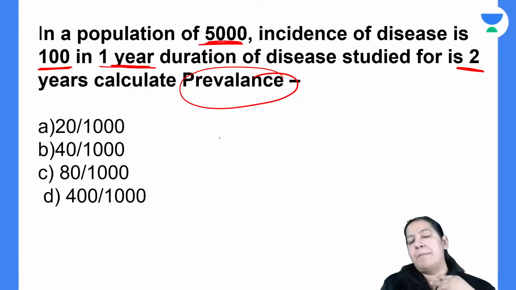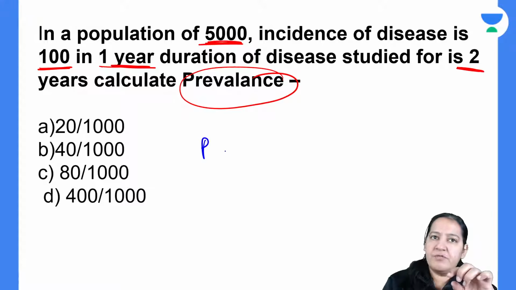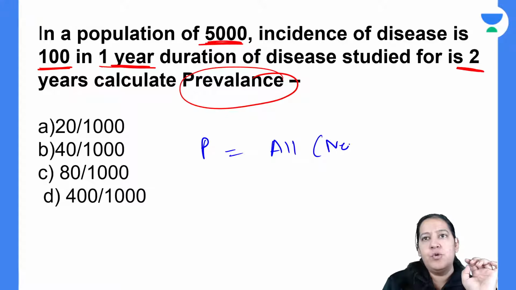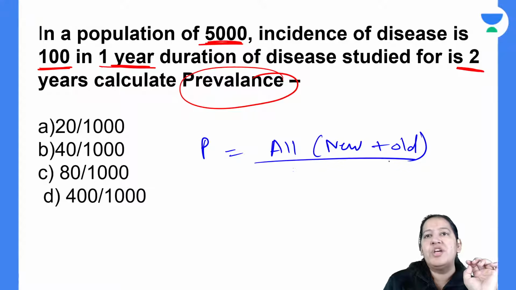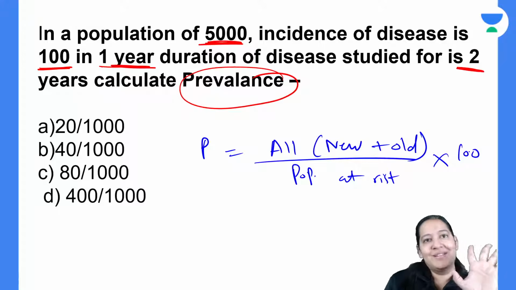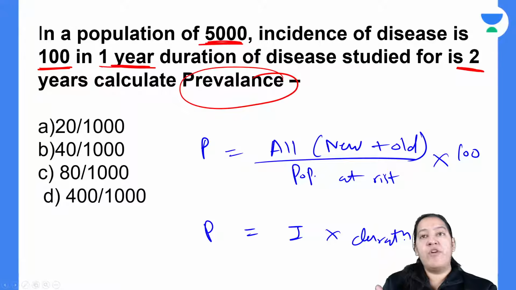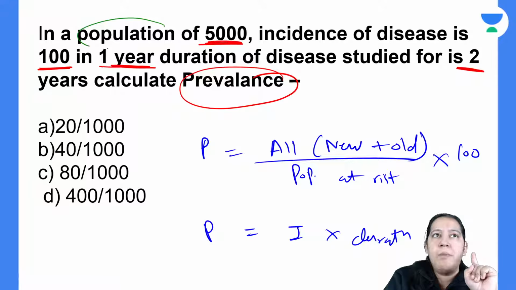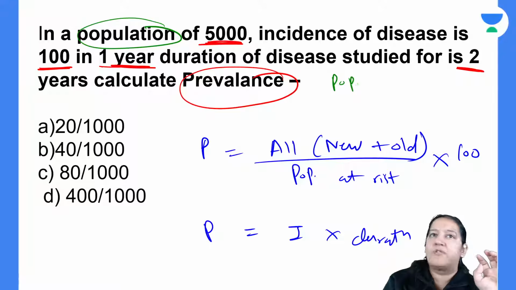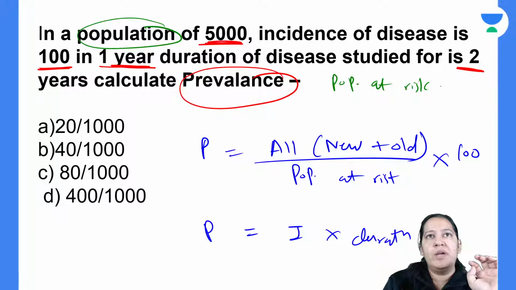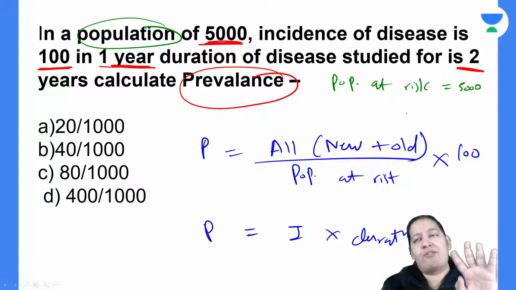Which formula of prevalence will you apply? There are two formulas for prevalence. The first formula is all cases, that is new plus old upon population at risk into 100, not 1,000, 100. Second is prevalence equals incidence into duration. Now look at what information the examiner is giving you in the question. Depending on that, decide your formula. In the question, population is given, so I will consider this population as population at risk only. It is 5,000. Consider the total population as at risk because there is nothing to exclude. Everyone is at risk, right?